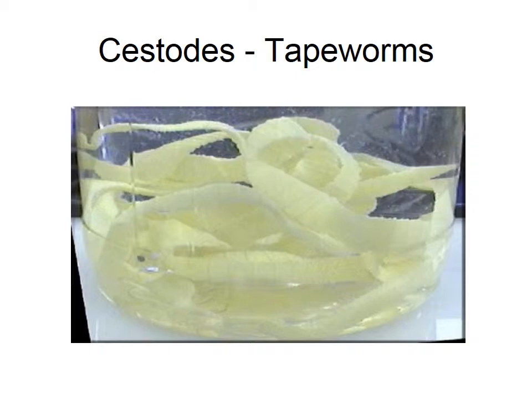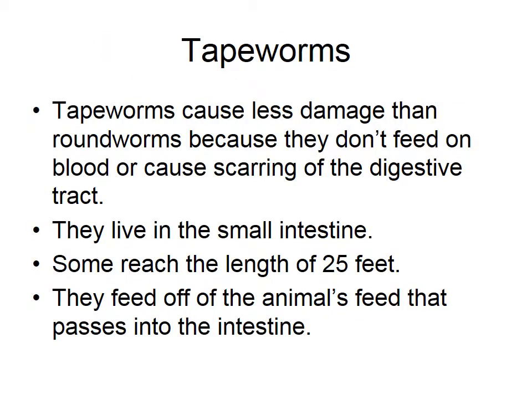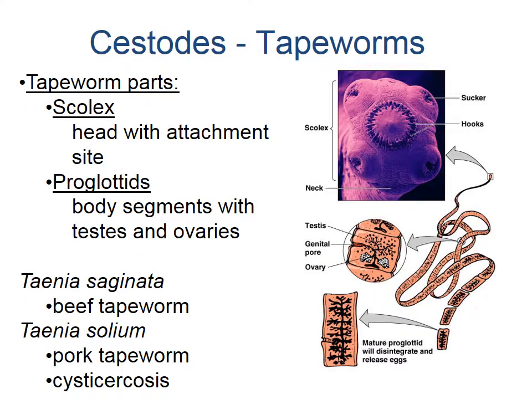Cestodes or tapeworms cause less damage than roundworms. They cause less damage than roundworms because they don't damage the tissue or feed off the blood. They only feed off of food passing through the intestine. Tapeworms have an elaborate attachment mechanism because they hold fast with an impressive string of body segments.